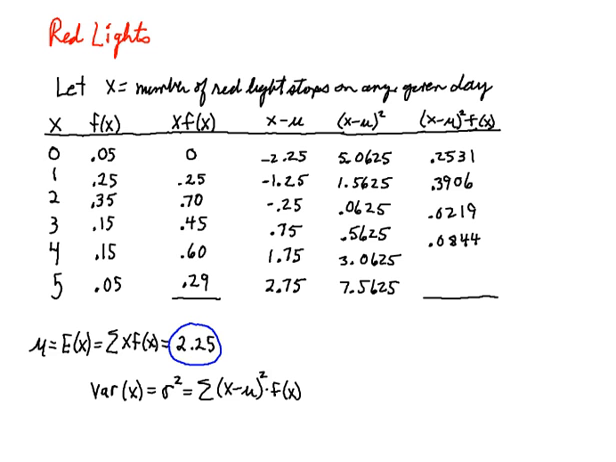getting 0.0844, 0.4594, and 0.3781. Okay, so I need to add those all together now, and I will get 1.5875. So that is my variance.